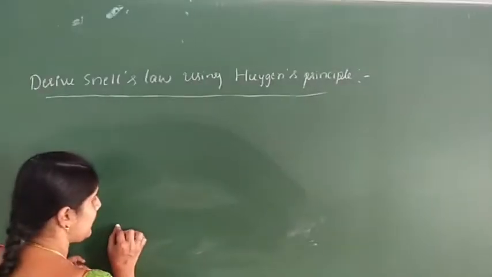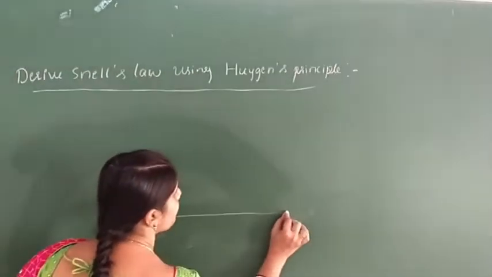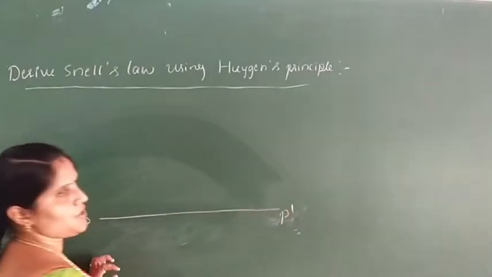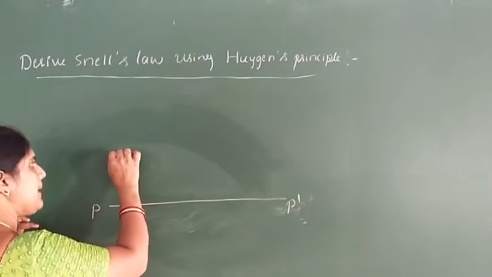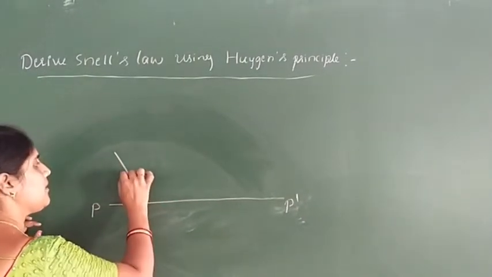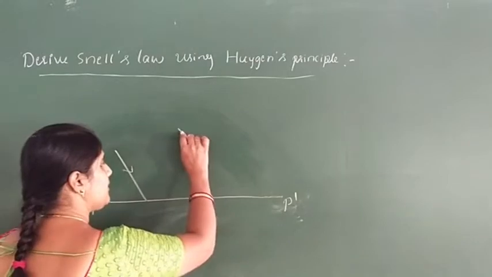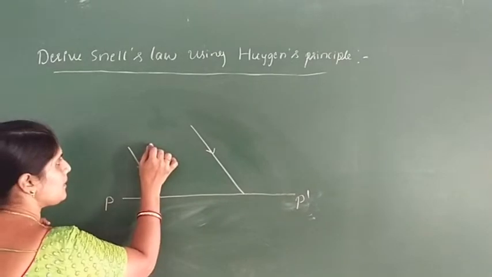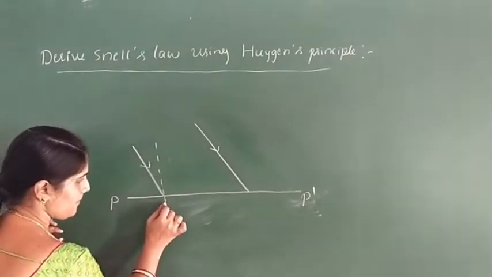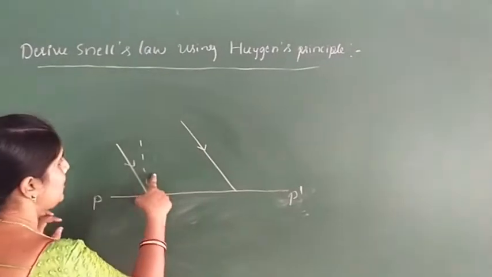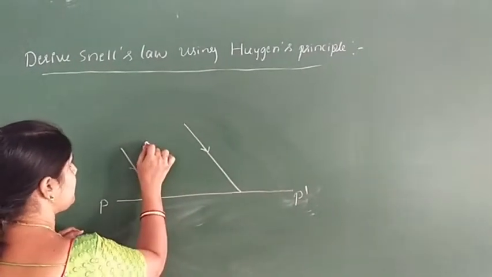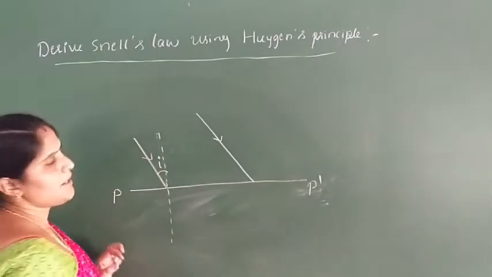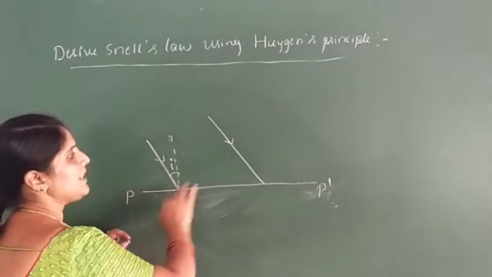So let's draw an interface. You call this interface P dash. While a parallel beam of light is incident here, like this, let's draw a normal here. So the angle between the normal and the incident ray is known as the angle of incidence. Okay. So now we draw the incident wavefront.